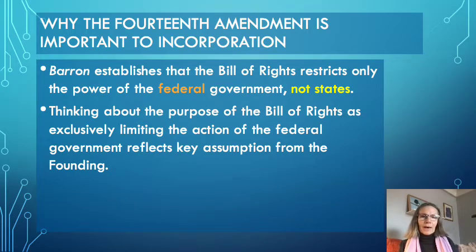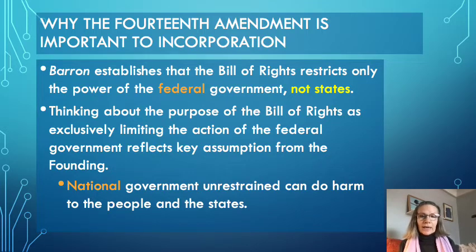Now, thinking about the purpose of the Bill of Rights as exclusively limiting the actions of the federal government reflects key assumptions from the founding. Early on in the semester, I was telling you that the Bill of Rights is sort of seen as a thou shalt not. It's telling government what it cannot do. It restrains, it restricts, it places limits on the government. And coming out of Barron, where they say we have the Bill of Rights but it really only restricts the actions of the federal government, that is a reflection of some of the assumptions of the founding.